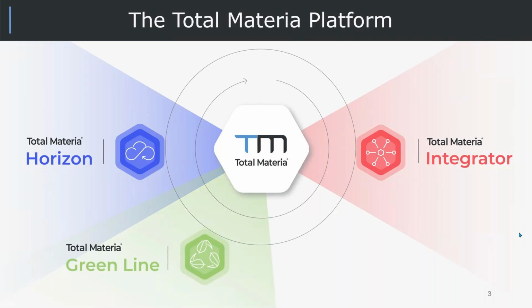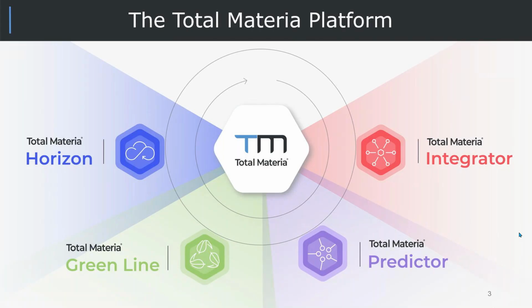We also have a tool that helps you assess materials compliance and sustainability, helping you make greener material choices, but also making sure that the materials you're choosing are compliant at the very start of your material decision-making process rather than later on. And finally, Predictor, where you could predict material properties and fill in those gaps of unknown information. And those are the four pillars of the Total Materia platform. We're going to be definitely focusing on Predictor for the remainder of today.